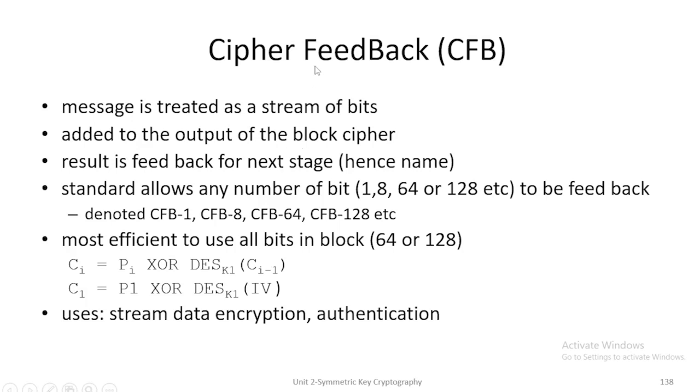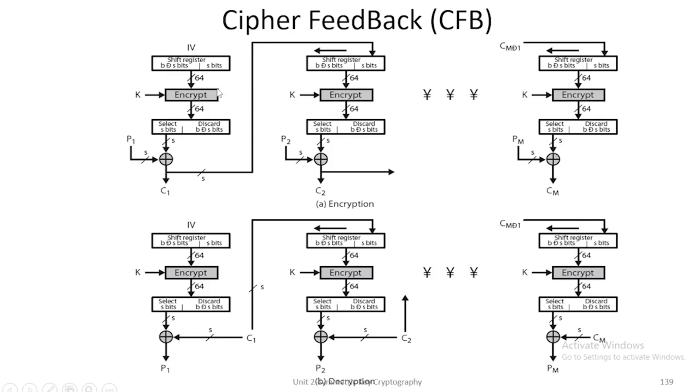And the third method is cipher feedback mode. It is treated as a stream of bits. So instead of blocks, we are taking stream mode operations. In the previous two methods, that means electronic codebook and cipher block chaining, we are implementing the encryption mechanism on the plaintext. But in cipher feedback mode, we are implementing the encryption mechanism on the initial vector.